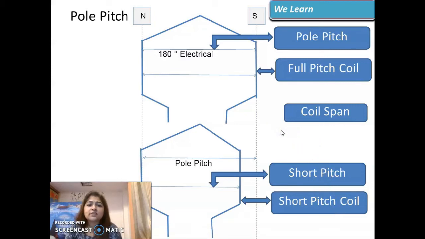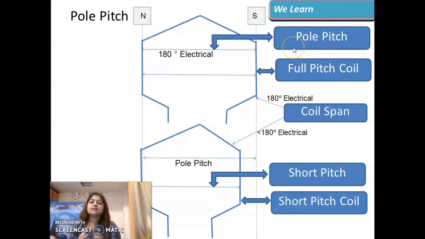Let's try to understand with these two examples what we mean by coil span here. For this full pitch coil, the coil span is 180 degrees electrical, that is the pole pitch. And for this short pitch coil, the coil span is less than 180 degrees. Now, how much less than 180 degrees? It depends upon how much it is shorted. But for now, let's understand these terms.